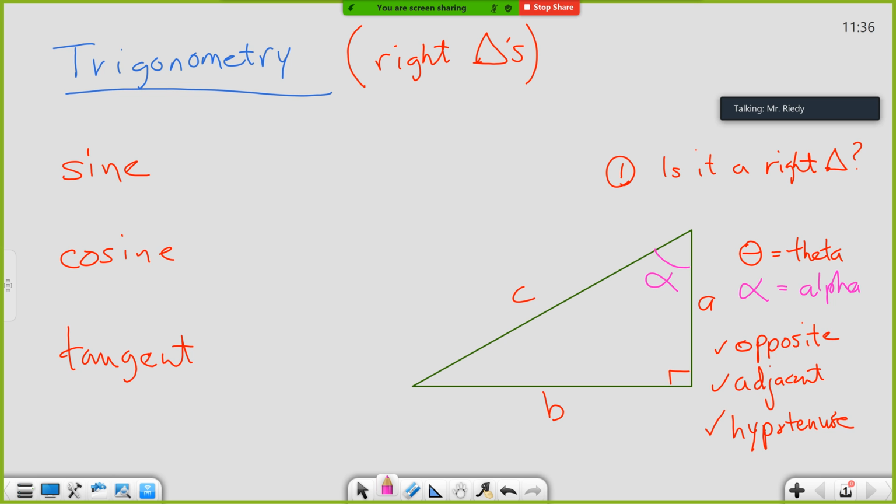Izzy, you ready? Yeah. Okay, which one is the hypotenuse, A, B, or C? That's an easy one. C. Good. Which side is opposite for alpha now? B. Good, and which one is adjacent? A. Done. Good. Excellent. Perfect. We're good to go. Any questions on that, kids?